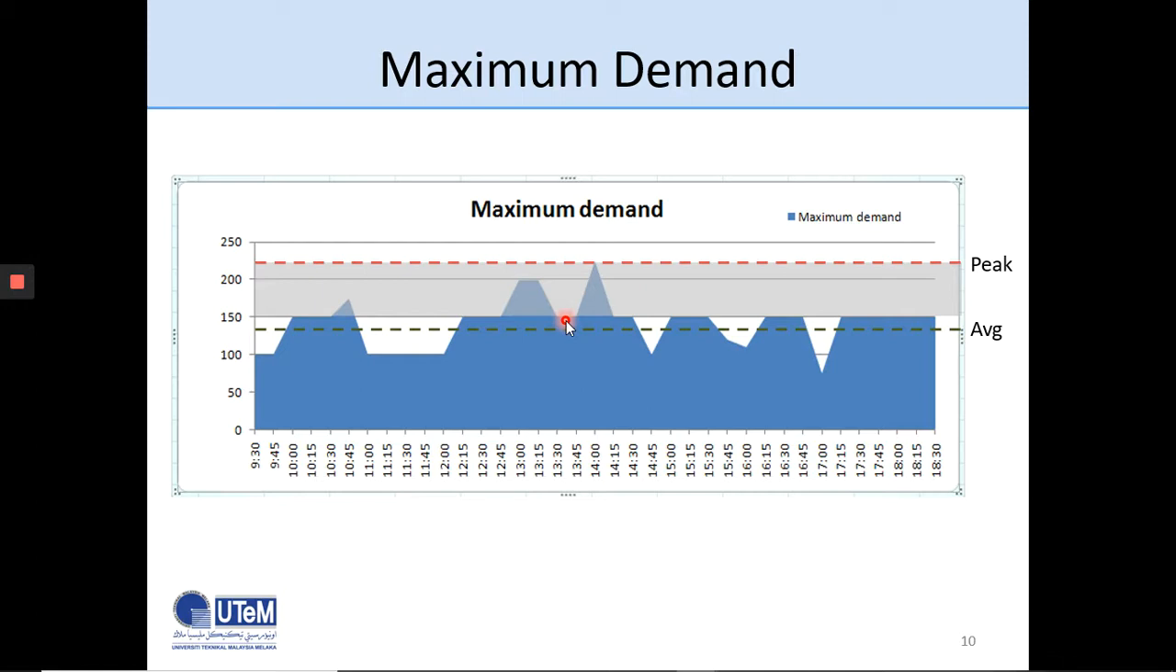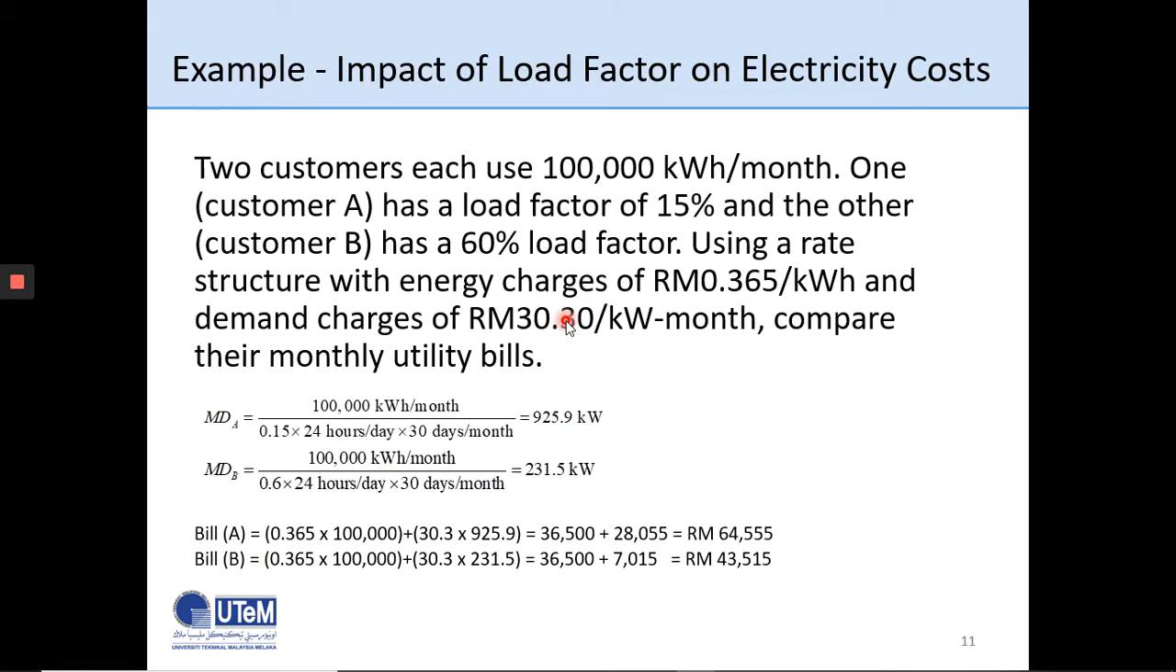If the industry or the customer cannot shift, then TNB needs to charge, because TNB needs to prepare more, even though it's going to be used for a short time. Okay, so this is a straightforward example of how TNB calculates the bill based on maximum demand.